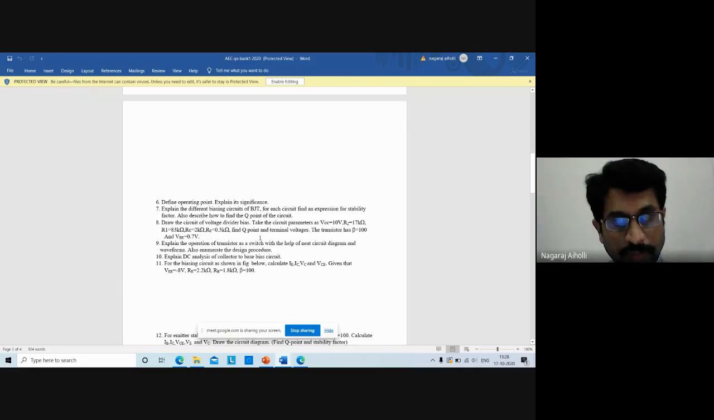If you are using the approximate method, first you have to check whether beta RE is greater than or equal to 10 times R2. Only then you can apply the approximate method. Otherwise, you have to go for the exact method. So use the exact method here.